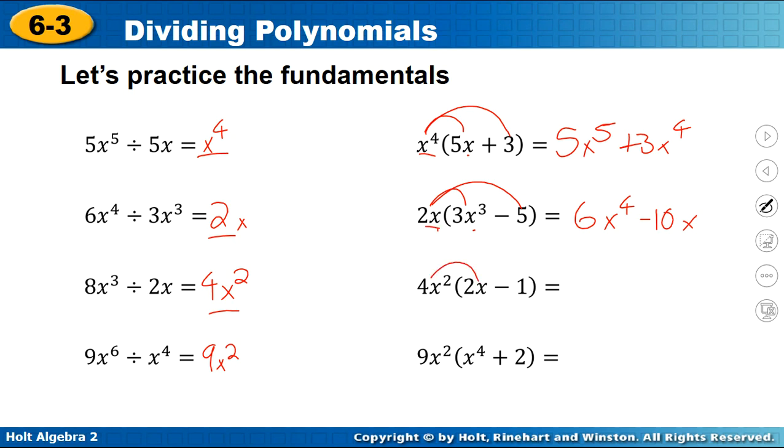Right? 4x squared times 2x. 4 times 2 is 8. And x squared with another x makes x to the 3rd. And then 4x squared times negative 1 will be a negative 4x squared. And then lastly, 9x squared times x to the 4th. So 9, still 9, but x squared and x to the 4th makes x to the 6th. And then 9x squared times 2. So 9 times 2 is 18, x squared.